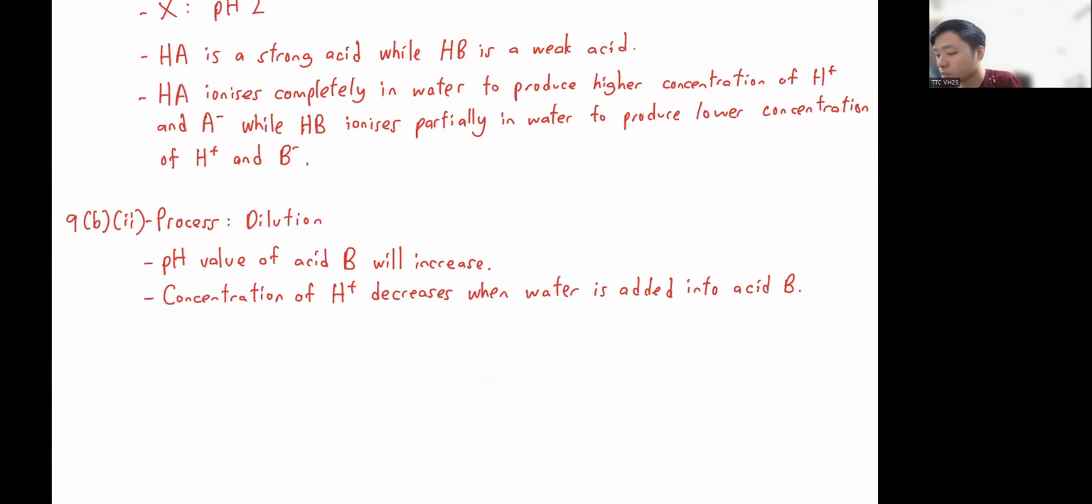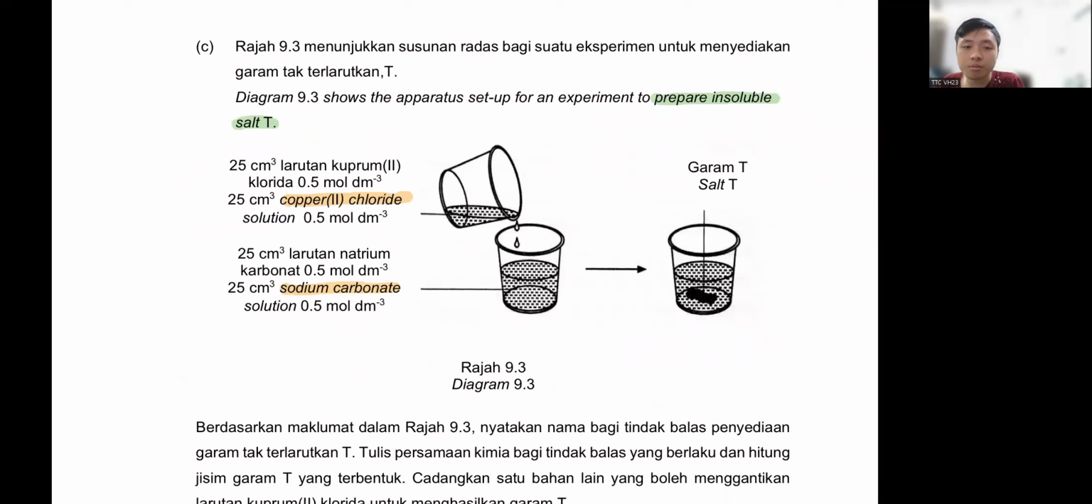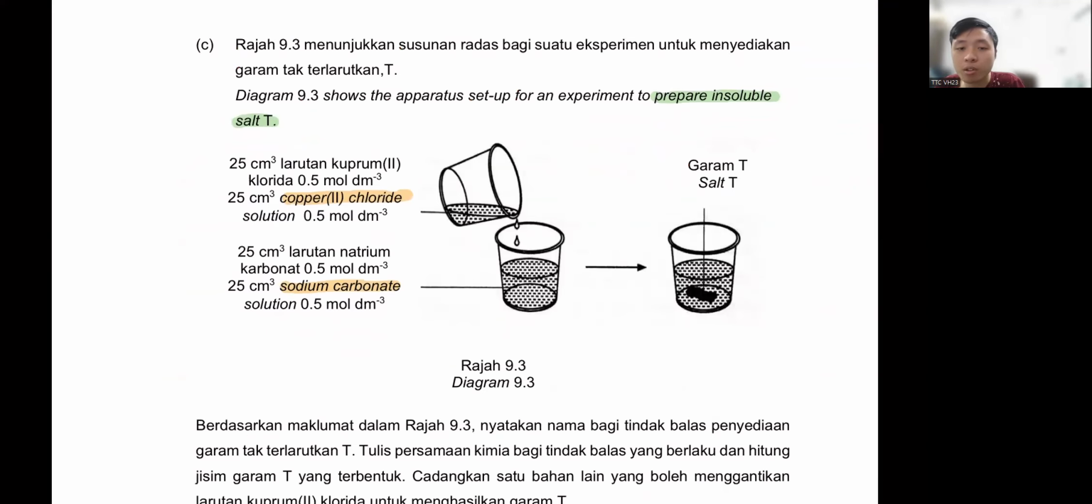Now, 9C. They want to prepare an insoluble salt. Remember how to prepare it? If you want to prepare an insoluble salt, you have to use two soluble salts. Remember, it's always reversed. If you want to prepare a soluble salt, then using SPM, an insoluble salt. Reversed. Prepare soluble using insoluble, prepare insoluble using soluble.